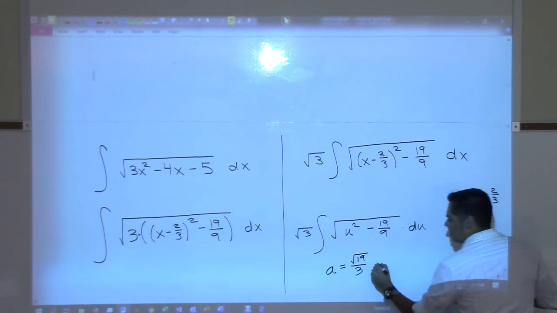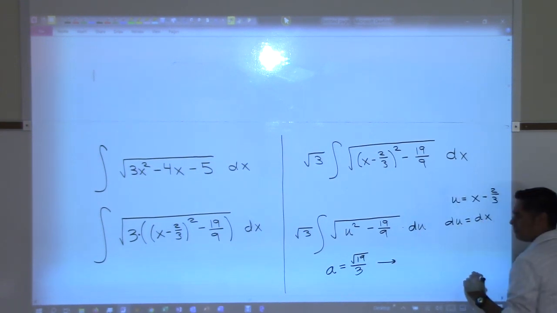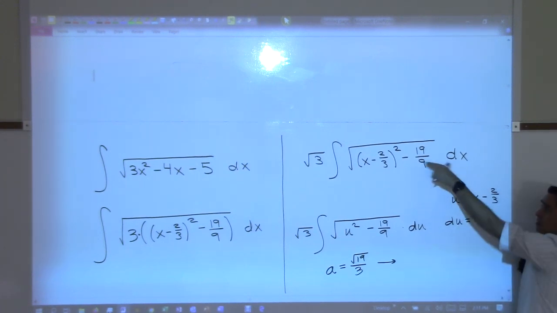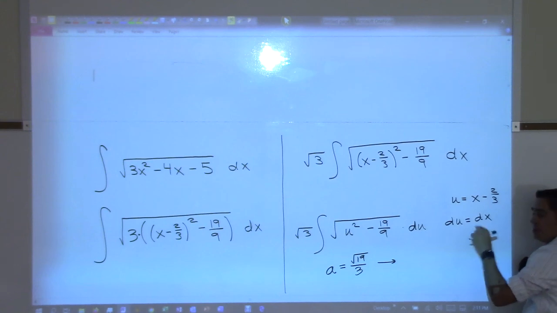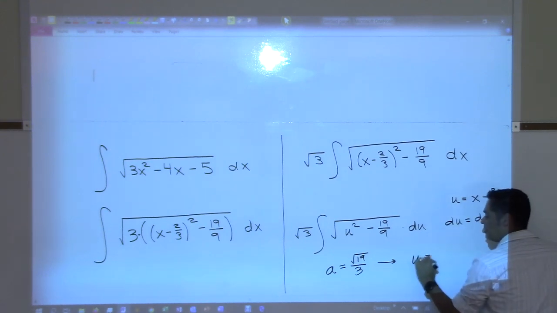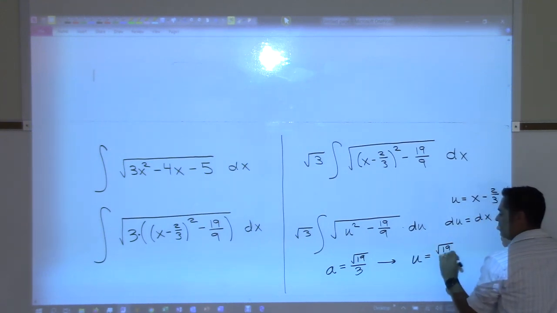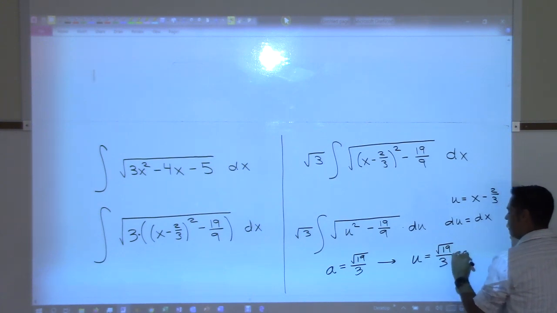And then what did you tell me the substitution was going to be? Secant theta. A secant theta. Now, I'm replacing what with a secant theta? X or U. U, okay, because we switched from x to u. So now we're going to say u is equal to root 19 over 3 secant theta.